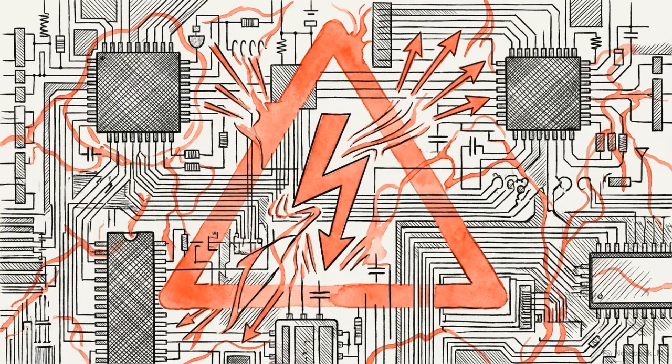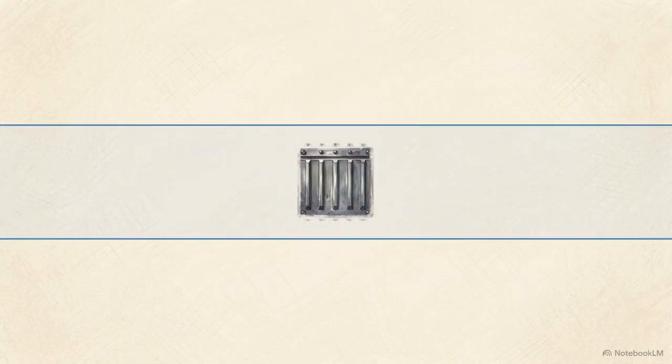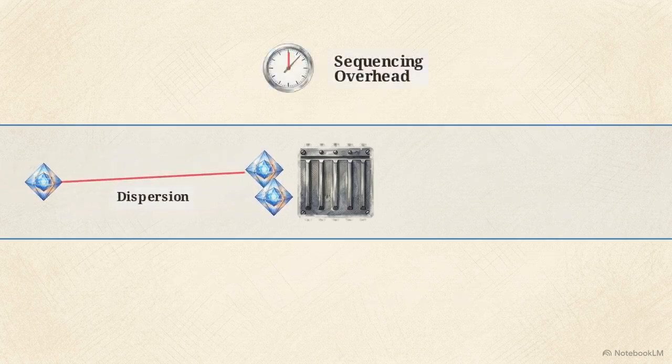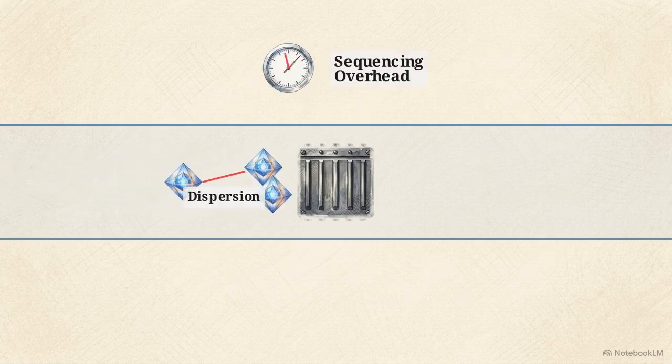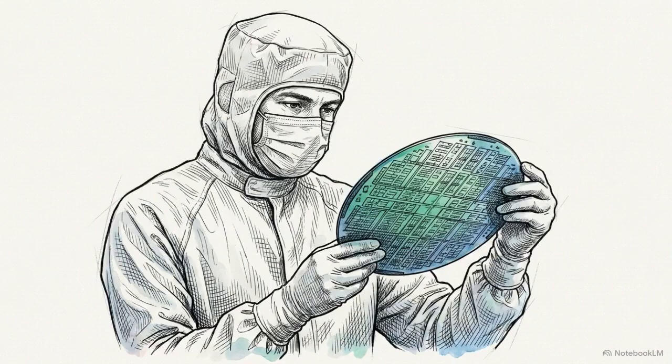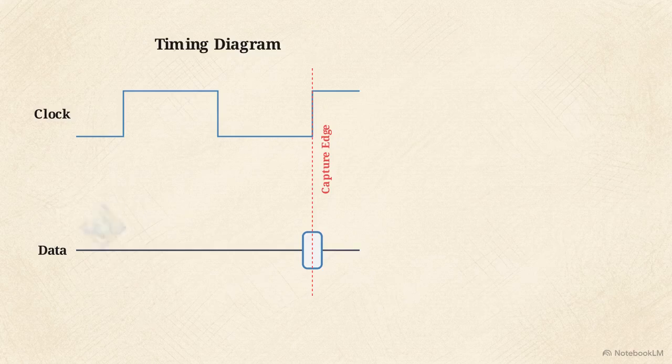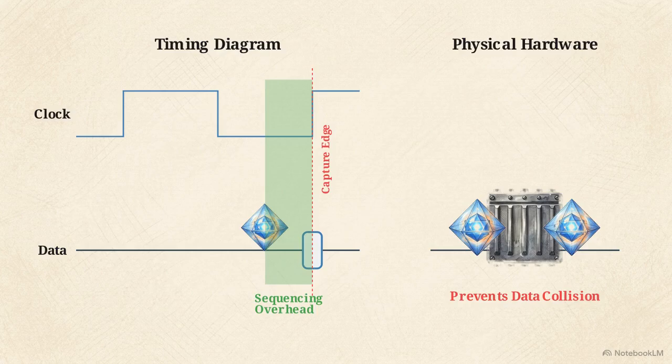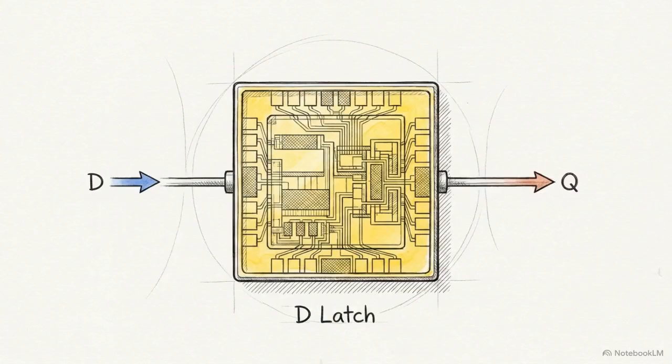Because dispersion in standard silicon is highly unpredictable, relying on wave pipelining carries catastrophic timing risks. The practical solution is to insert rigid hardware barriers. We force the fast signals to wait at a gate until the slow signals finish arriving. This waiting period introduces an inherent delay into the pipeline, known as sequencing overhead. These barriers are a mandatory tax on the system. Engineers intentionally sacrifice a fraction of the processor's maximum theoretical speed to mathematically guarantee that a data collision will never occur. The most primitive form of this hardware checkpoint is the D-latch.